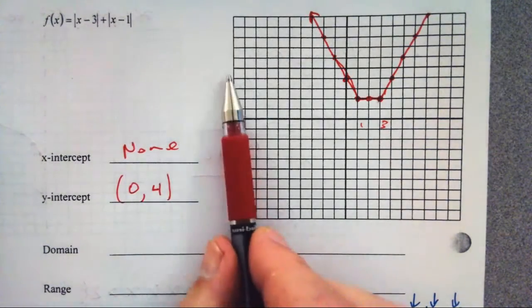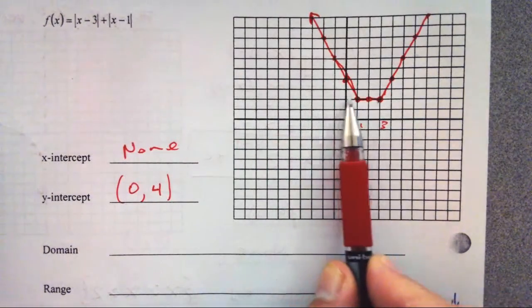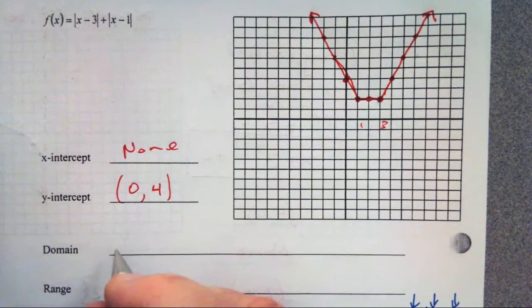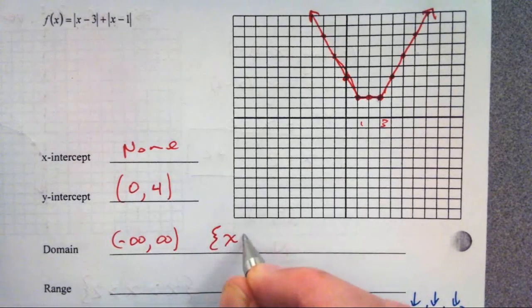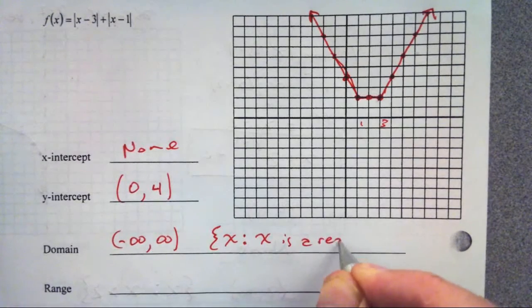Our domain from left to right, the graph's going to go to the left forever, never stops existing, goes to the right forever. Our domain would be interval, negative infinity to infinity. Set builder, the set of all x such that x is a real number.